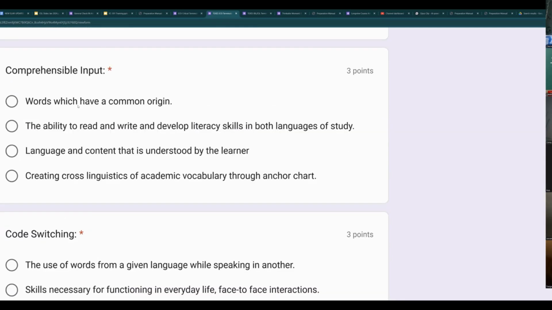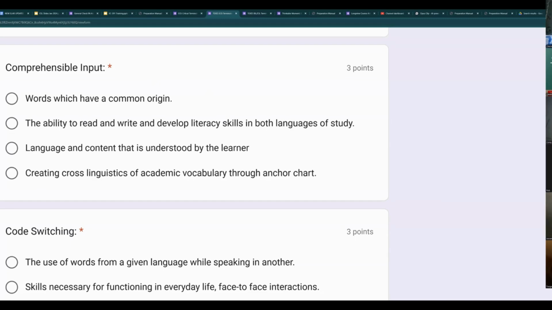Comprehensible input. This is the same as ESL strategies. This is when you have to teach using some sort of magic to make it understandable for the students. So like I was saying, comprehensible input, all the visuals that I put together for this activity, they're all comprehensible input, right? So there's different ways to do comprehensible input, but that's one way. Strong visuals is one way. So, language and content that's understood by the learner, that's comprehensible input.